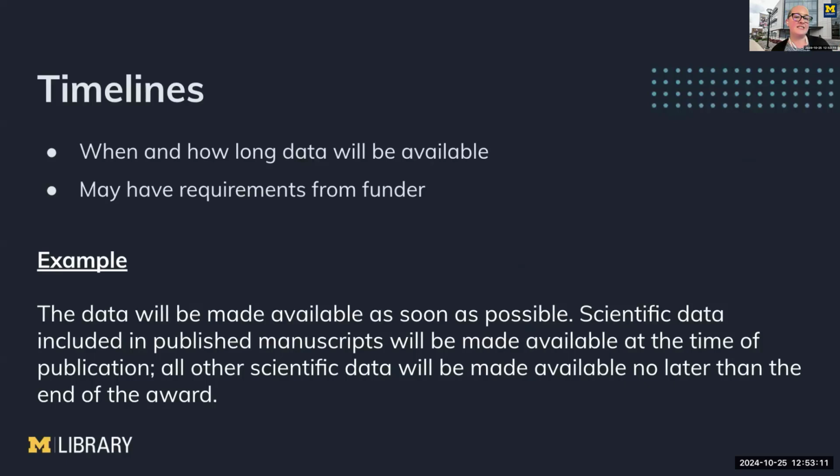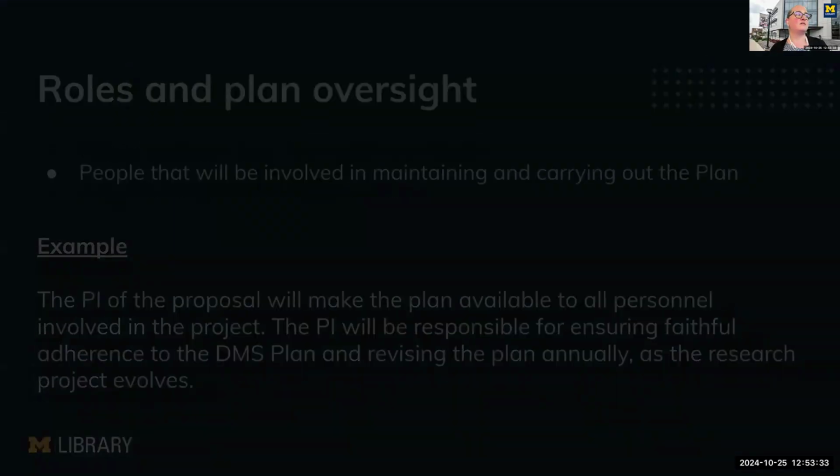So this example indicates that data will be made available as soon as possible, but they also note that the publication time is a timeline marker, is when it's going to be shared. And then the end of the award is the other kind of timeline marker. This example does not include an endpoint or a duration, but you definitely should be sure to include that kind of information in this section.